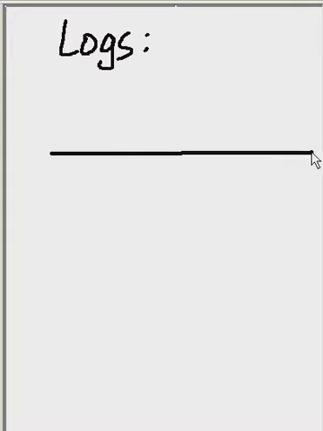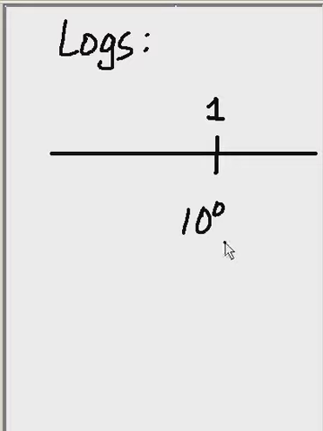Let's talk about logs. If I had a number line over here, and this number right there, that's 1. What number gives me 1? Well, 10 to the 0 power. Anything to a 0 power gives you 1. 10 to the 0 gives me a 1.